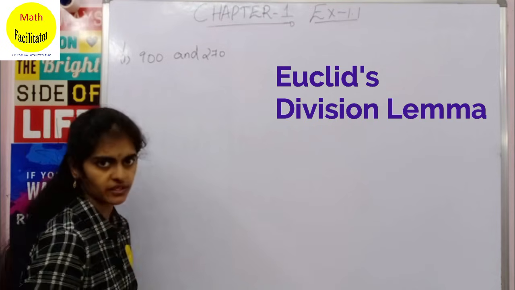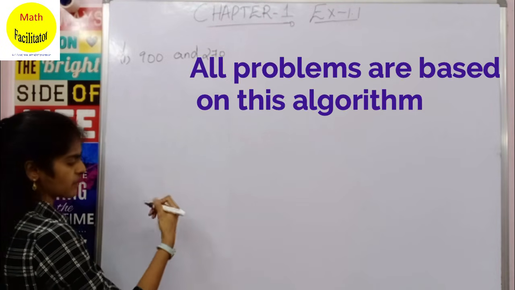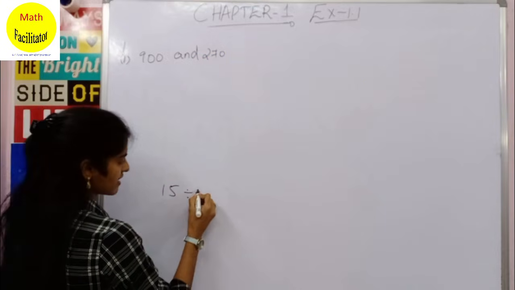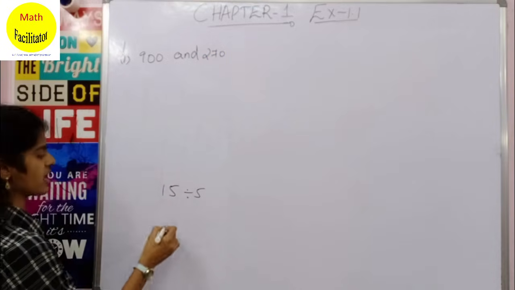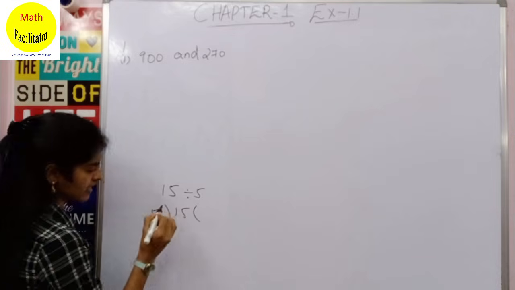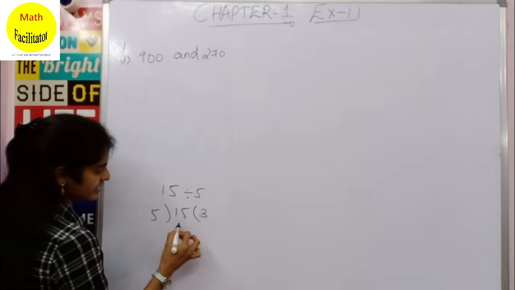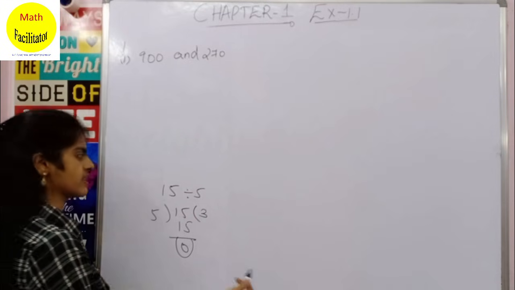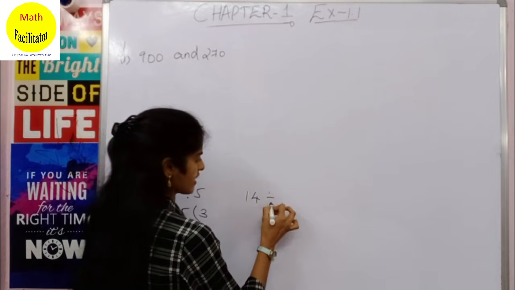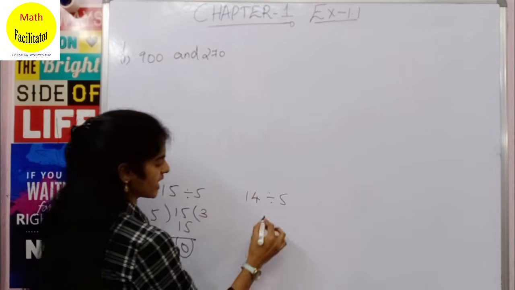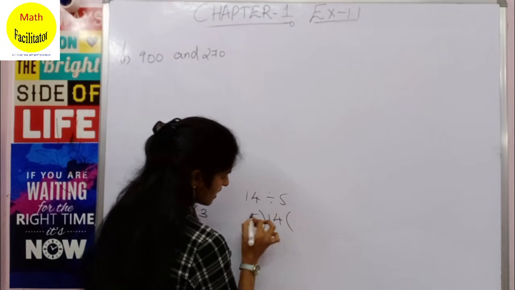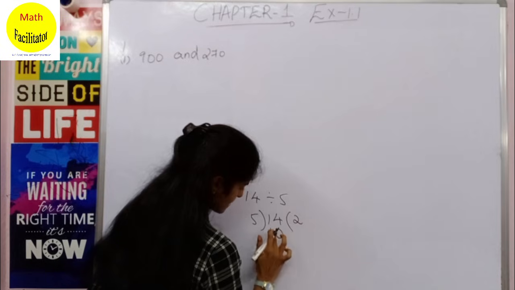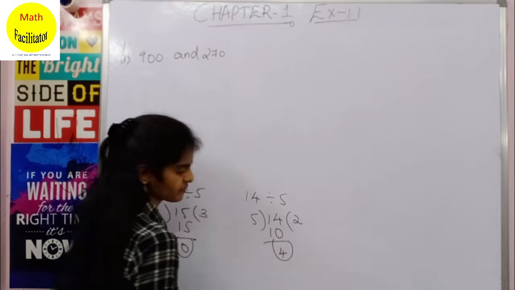Suppose you have two numbers, say 15, and you have to divide 15 by 5. How will you do that? 15 divided by 5: 5 threes are 15, so the remainder is 0. Suppose I have another number, 14, and I want to divide it by 5. 14 divided by 5: 5 twos are 10, and the remainder is 4.